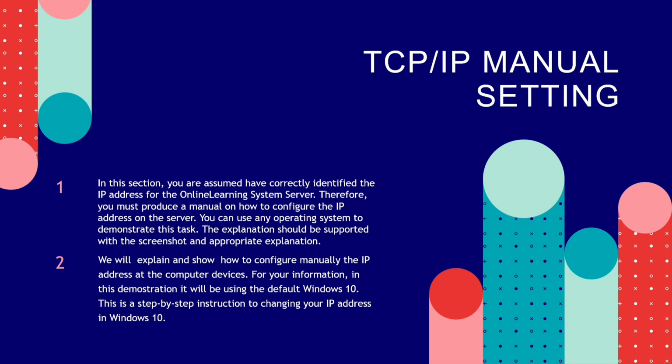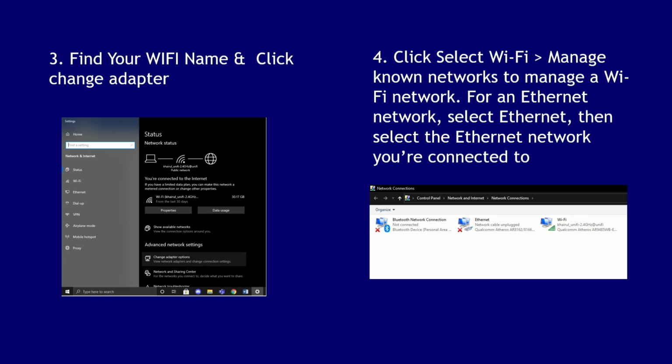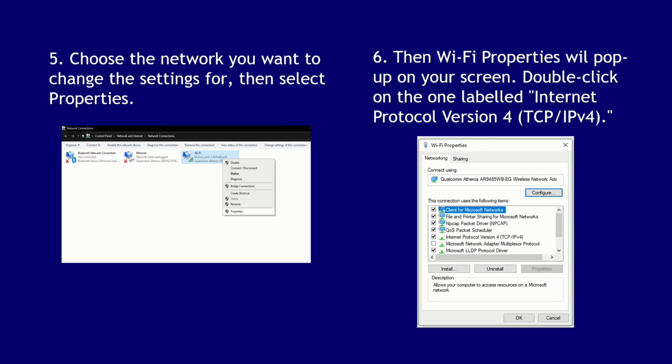Okay, so next is the TCP IP Windows settings, which is to configure the IPv4 on our device. First we have to go to the Wi-Fi icon at the bottom right of the Windows. Then we click on the network and internet setting. After that, we just have to find the Wi-Fi name and then click change the adapter, and then select Wi-Fi and then manage known networks to manage a Wi-Fi network. After that, we have to choose the network that we want to change, and then right click and select properties. After that, we have to find the IPv4 protocol, and then double click on that one.